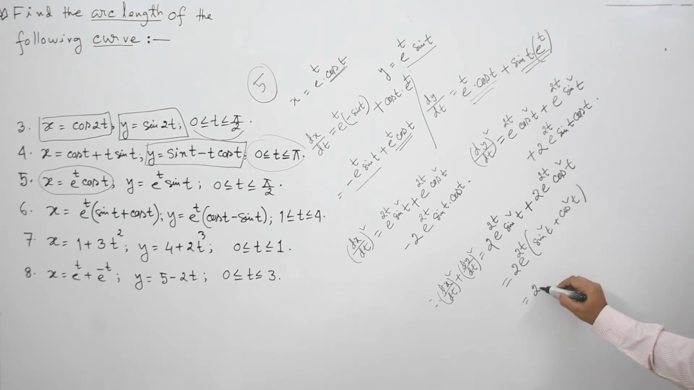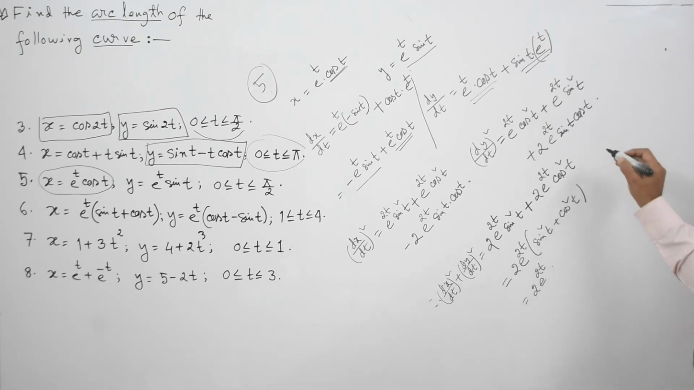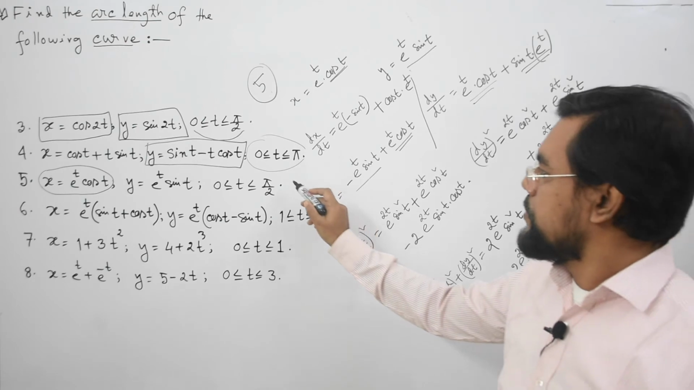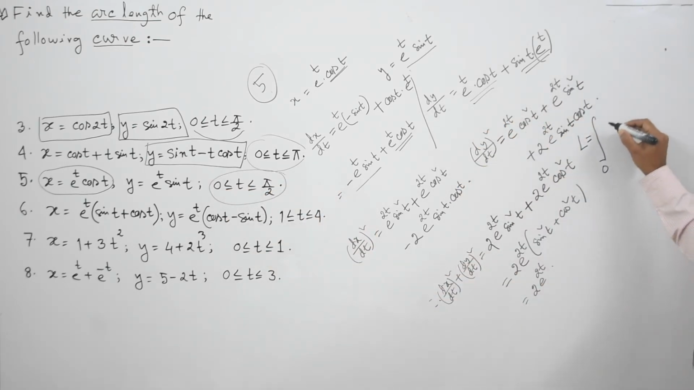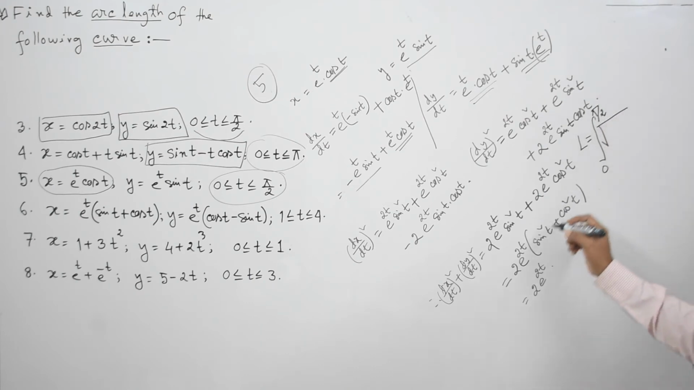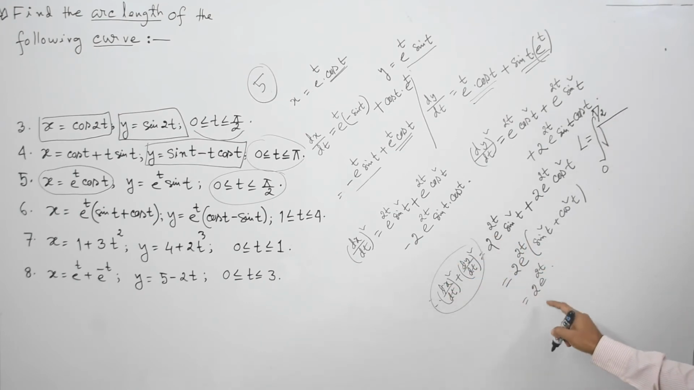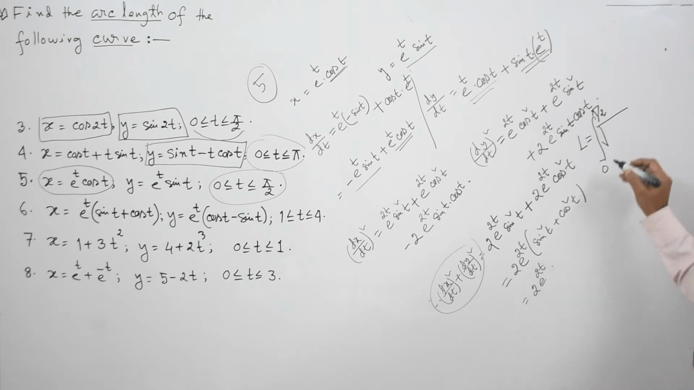So we have finally 2 e to the power 2t. Therefore the arc length L equals the integration from 0 to pi by 2 of the square root of this term, 2 e to the power 2t, dt.